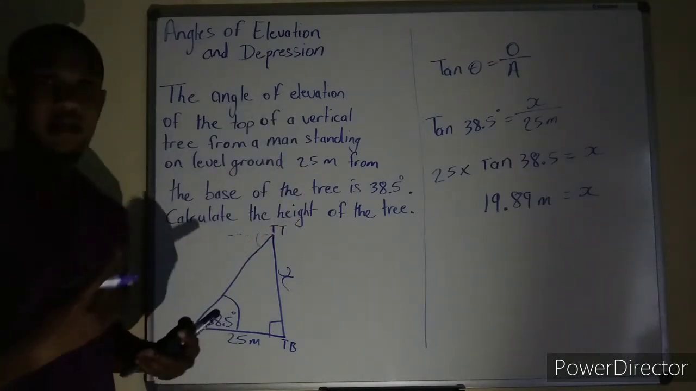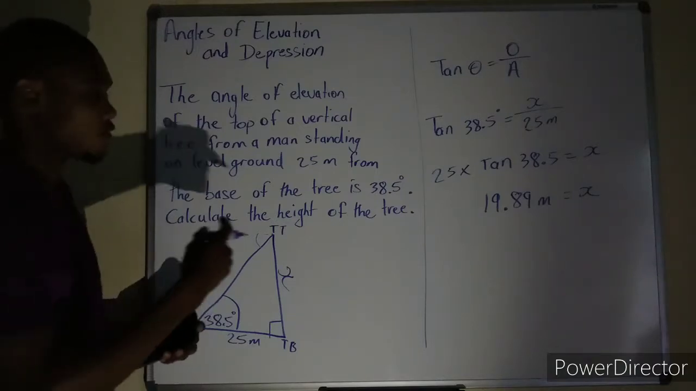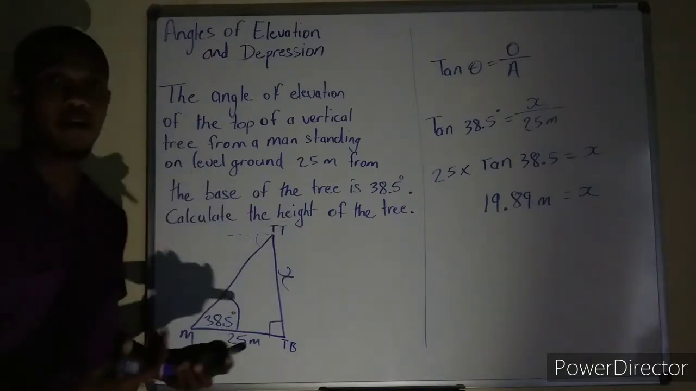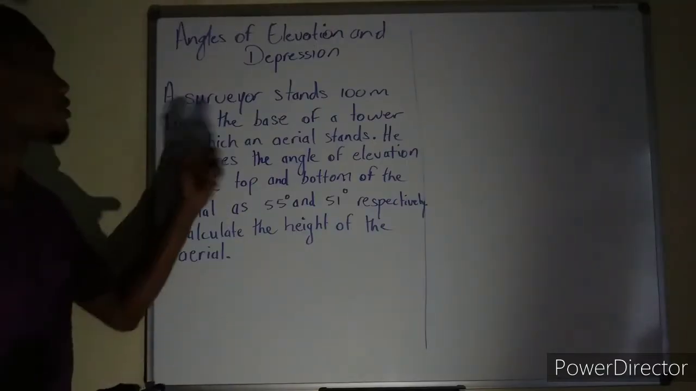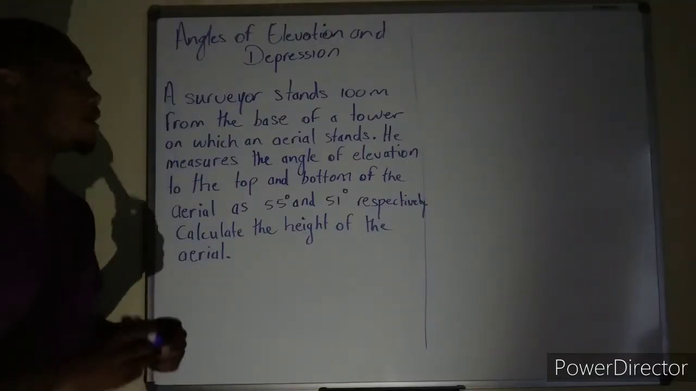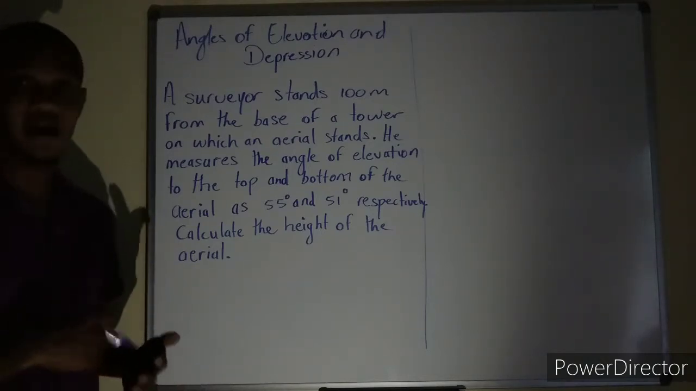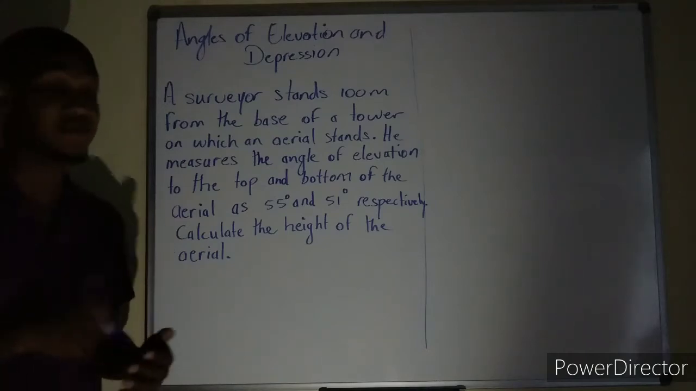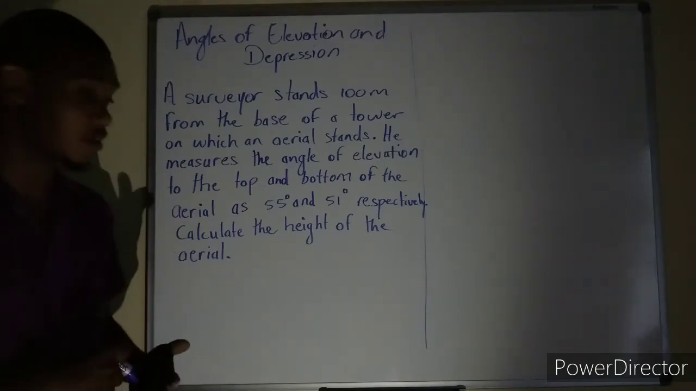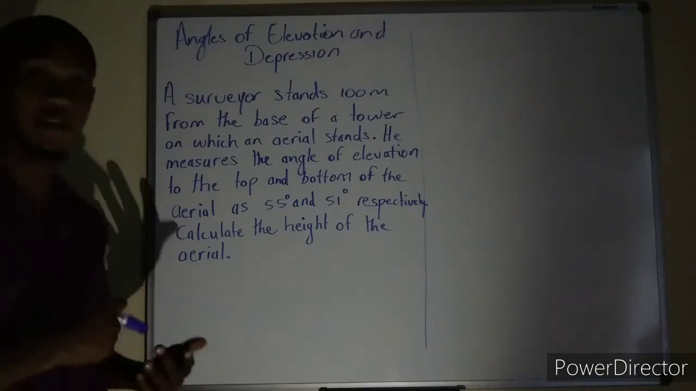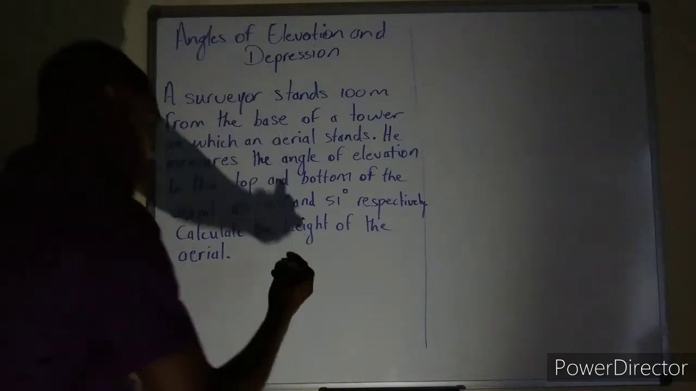So let's take another look at another example which requires you to calculate the values of two heights and work out the difference between them. In this example now, it says a surveyor stands 100 meters from the base of a tower on which an aerial stands. He measures the angle of elevation to the top and bottom of the aerial as 55 and 51 degrees respectively. Calculate the height of the aerial. In doing this, as I said before, draw your triangle first.